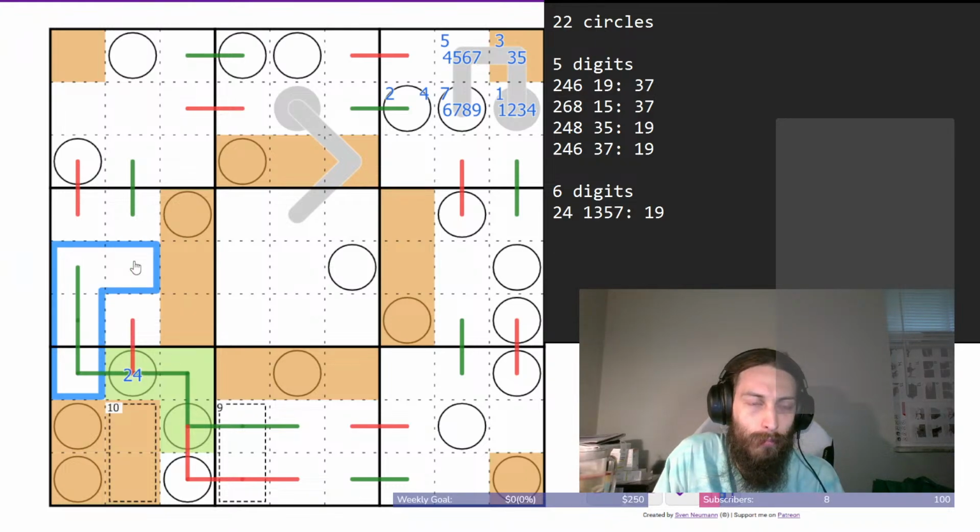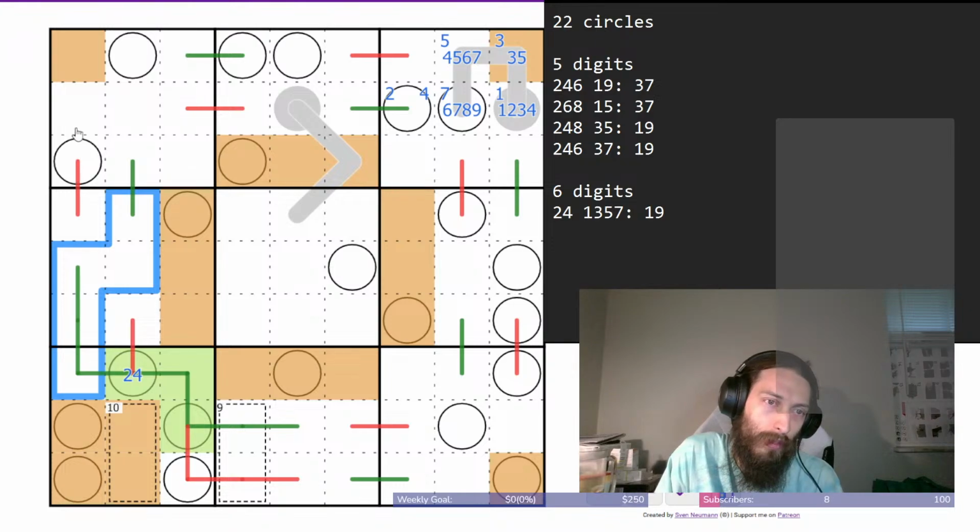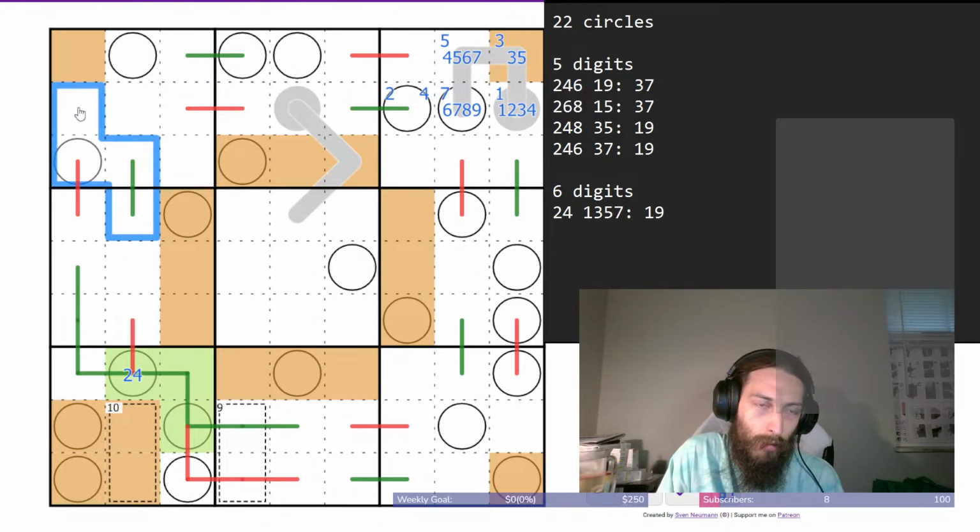If green branched to the right here and then went up, I would have 3 evens here. But then I wouldn't be able to branch left. If green moves right, then I wouldn't be able to move left again. I would be moving too far, and I wouldn't be able to come back around for column 1. So green has to come around like this.